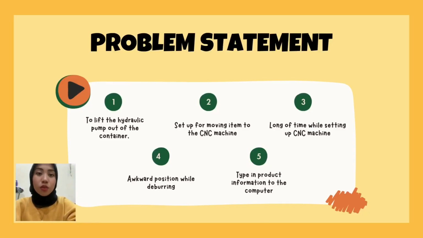What is the problem with the human interaction? The first problem is getting the goods up. People who work in the container may find it hard to lift the hydraulic pumps out of the container. The second step is to bring the item to the CNC. The current setup of the workbench involves moving the item to the CNC machine. The third step is to set up the CNC.